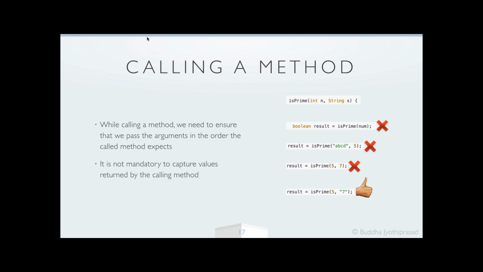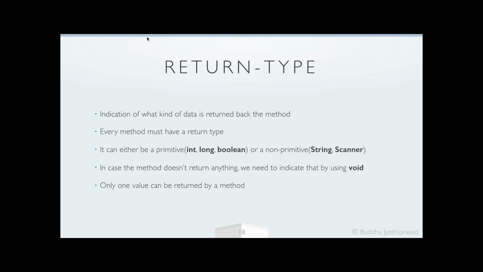Like, the number is 5. First it is expecting an integer, so the first parameter is 5, and the second parameter is a string. Okay, so the return type, as I said earlier, is just an indication of what is happening.